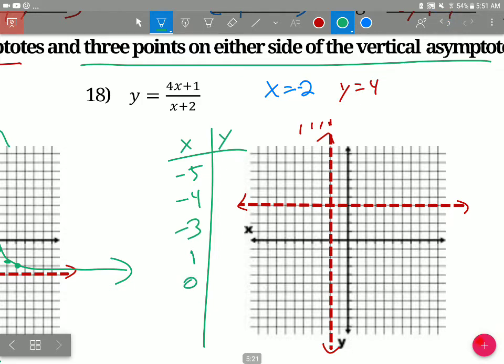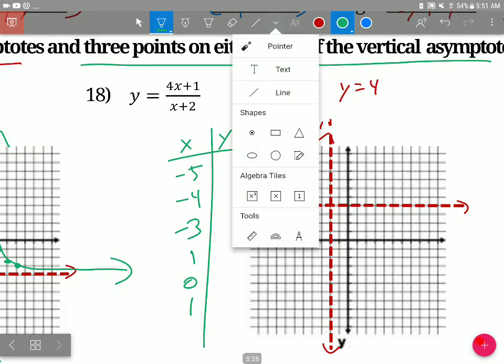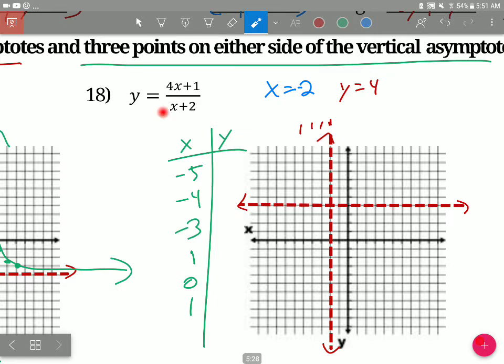Now remember, when you plug these in, you have to plug them in for both x's. So I got to put a -5 on top and a -5 on bottom. So basically it's -5 times 4 is -20, plus 1 is -19. And then -5 plus 2 is -3. So whatever 19 divided by -3 is, it's -6.3. Alright, you're graphing, so feel free to round. But that's how we do it.